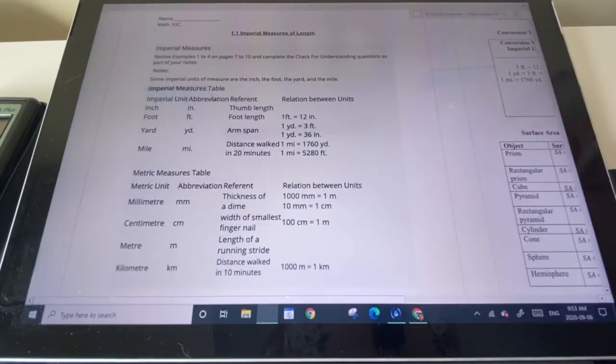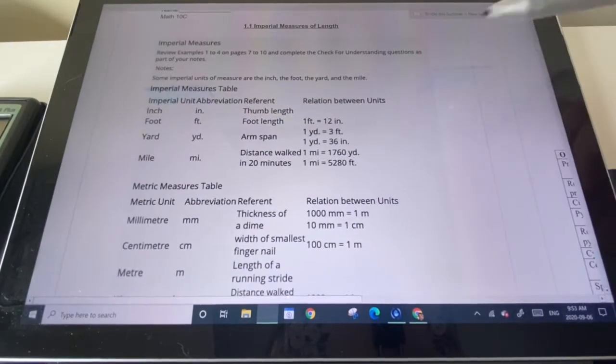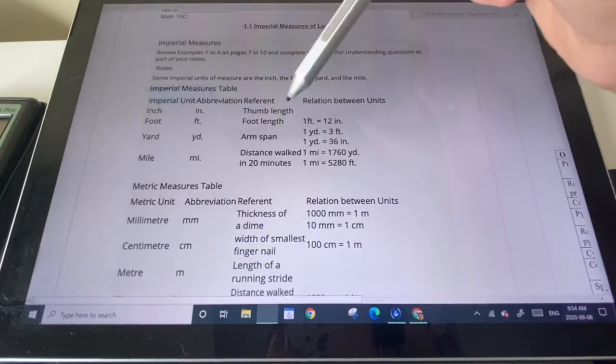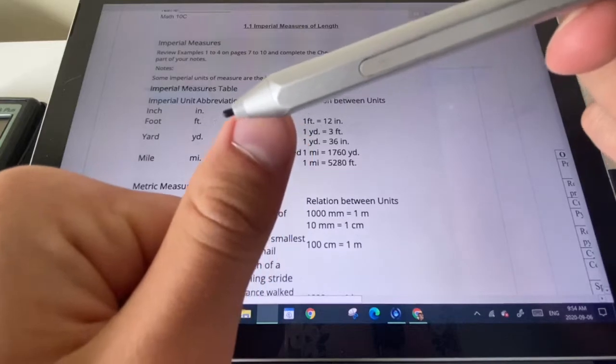Now, the first thing we're going to talk about is imperial units. We just need to know references for the first 1.1. Now, what is a reference? A reference is something where we can imagine what an inch is, okay? Someone who has never heard of an inch, you'd have to be able to explain it to them. An inch is about a thumb length. So if you can imagine from here to here, that's about an inch.